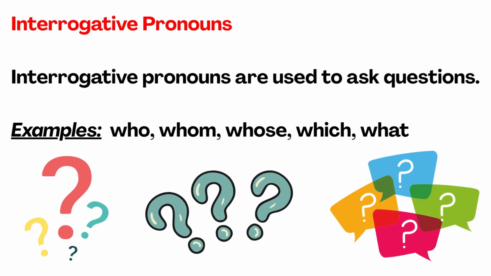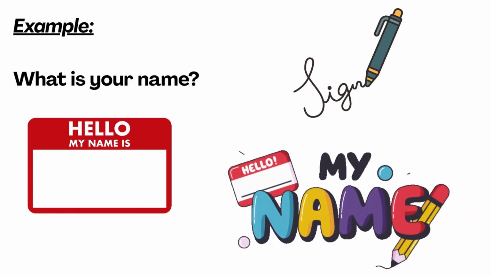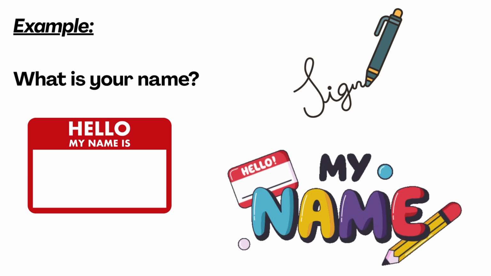Interrogative pronouns. Interrogative pronouns are used to ask questions. Examples: who, whom, whose, which, what. Example: What is your name?